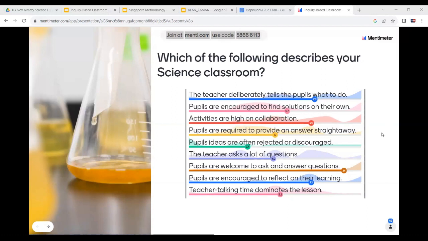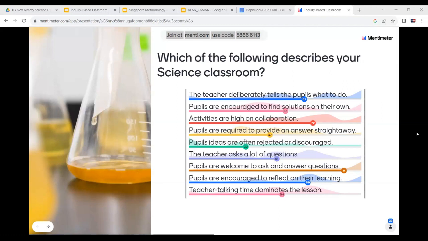Let's see. The statement which got the lowest response would be: pupils' ideas are often rejected or discouraged. Thank you very much that it got the lowest score, because in a science classroom, I don't think it's always the teacher who is the smartest person inside the classroom. Maybe some child in that classroom is actually smarter than us teachers. So their ideas should not be rejected or discouraged.